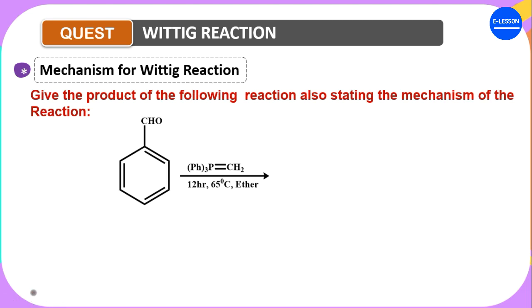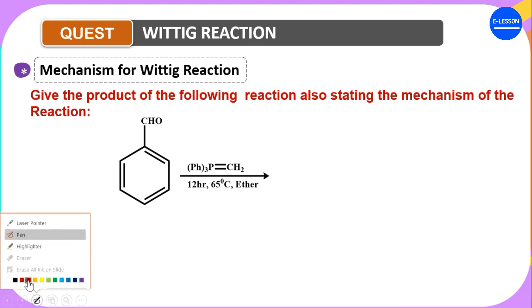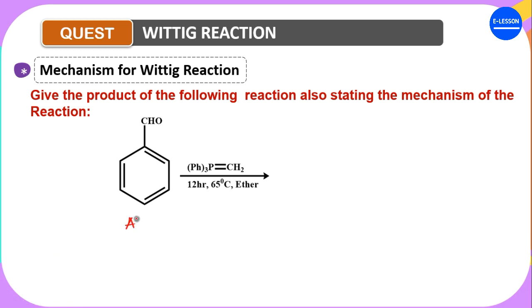Let's see if we can follow the same procedure and get the answer. Say: give the product of the following reaction, also stating the mechanism. Now this is an aldehyde, a carbonyl compound. And then what do we have here? We have this phosphorus ylide, which is the other resonance form, so we must write it in the form that has the positive and negative charges.